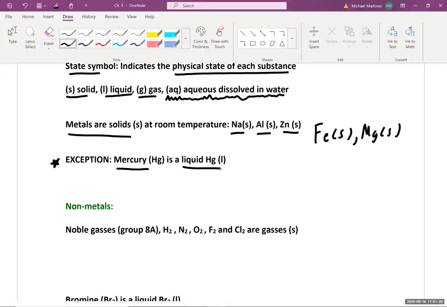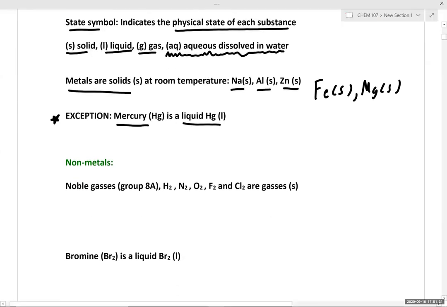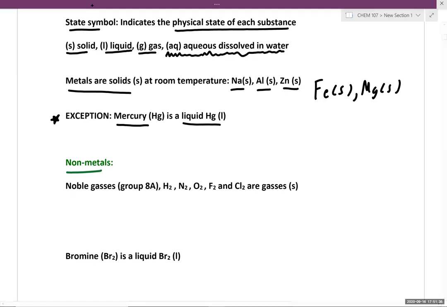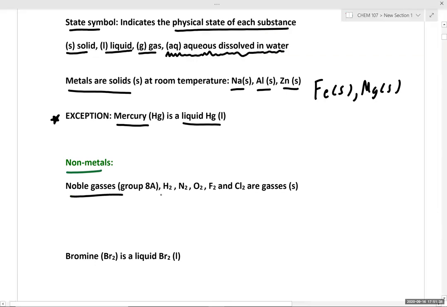For our nonmetals, the noble gases, hydrogen, nitrogen, oxygen, fluorine, and chlorine are all gases. So for example, hydrogen would be written as H2 gas. Noble gas, what noble gas should we discuss? Neon. Noble gases are atomic elements and they're also gases. That's in the name.